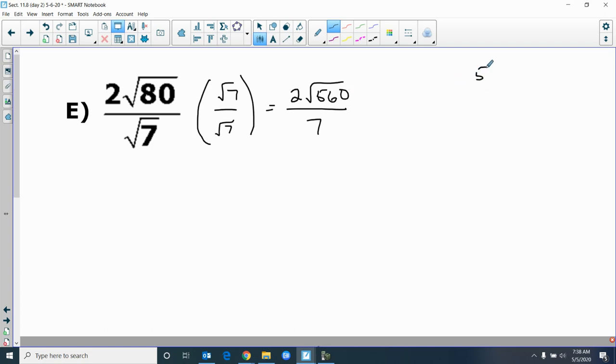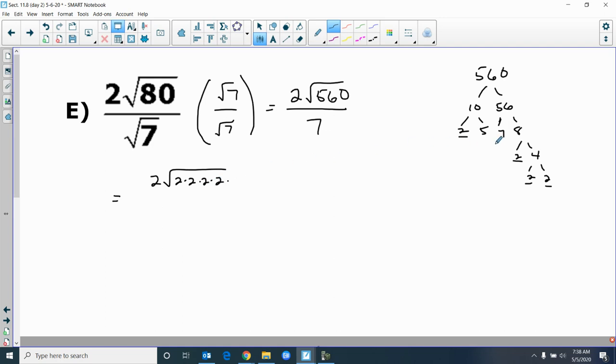Now, 560. Let's see what happens here. If it ends in a 0, that means 10 goes into it. 10 times 56. And 10 is 2 times 5. And 56, 7 times 8. And 8 is 2 times 4, and 4 is 2 times 2. So what do I end up with here? You got the 2 that's already on the outside. You got 1, 2, 3, 4 2's. I got a 5 and a 7.